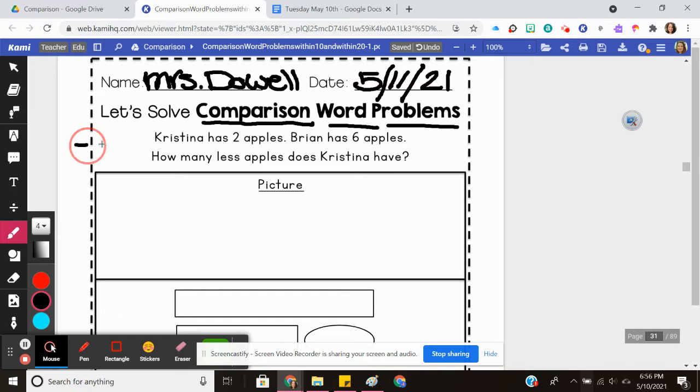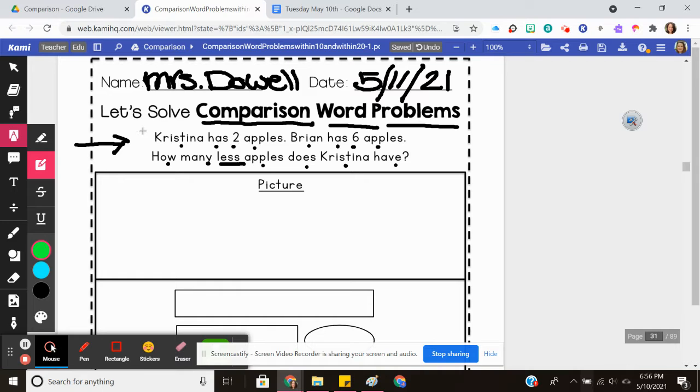Then the next thing I'm going to do is read my word problem. It says, Christina has 2 apples. Brian has 6 apples. How many less apples does Christina have? So now that I've read it, I'm going to reread it and draw a picture of each sentence. So the first sentence that I'm going to draw a picture of is this first one. It says Christina has 2 apples.